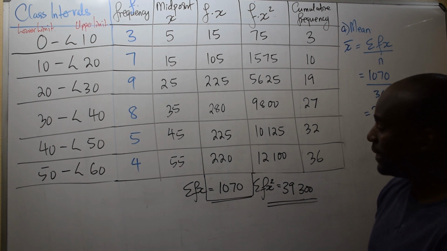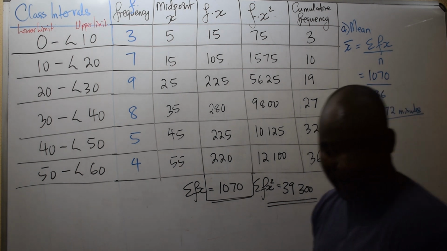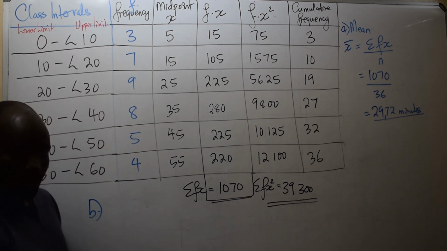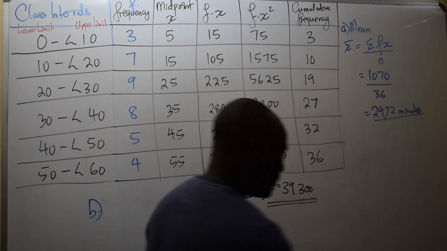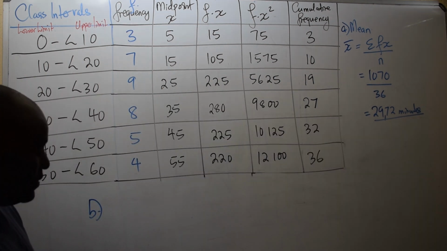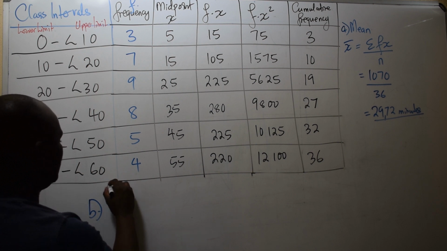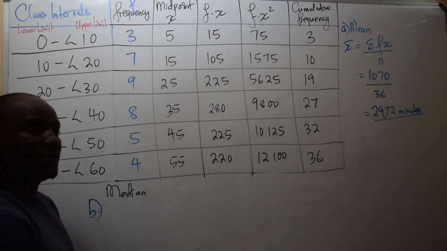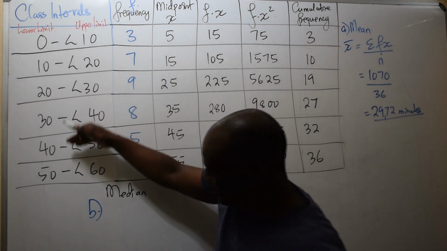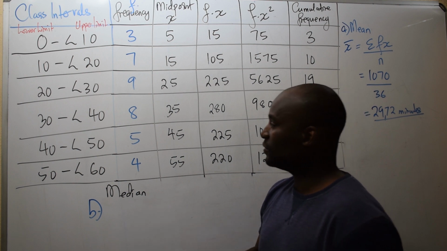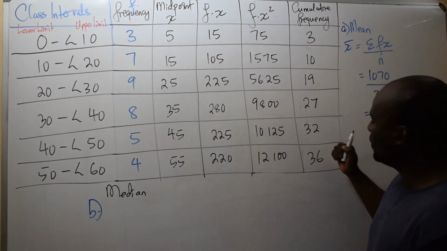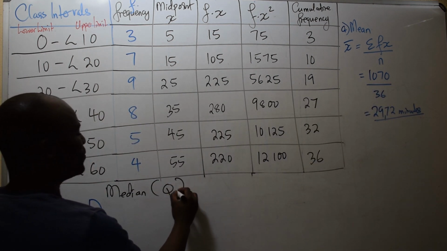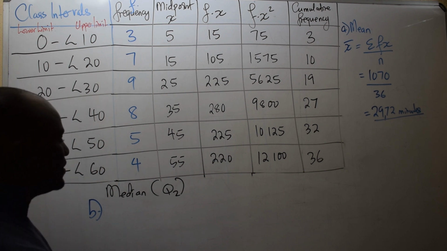Having done A, we move to B, the median. I'm just going to make a bit of space. The median is the middle number when the numbers are arranged in ascending order. This table is arranged in ascending order, but we want to know the middle number. How many observations do we have? We have a total of 36 observations. The median is also sometimes referred to as Q2. The formulas for the median and Q2 are essentially the same.